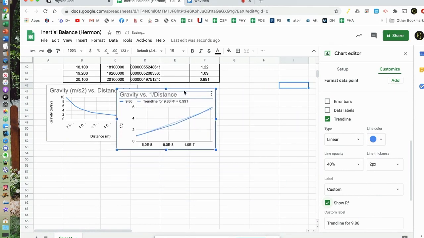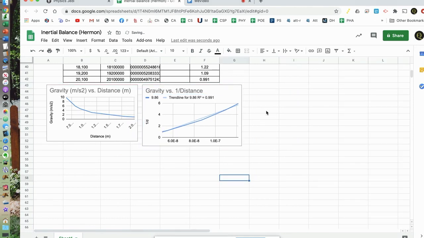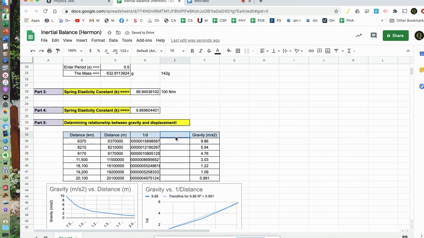Okay, so we got that one now. We're going to come up here again, and in here we're going to do 1 over d squared. We can do equals, and I can do 1 divided by this thing here squared, or I can just do equals this thing squared, which would be the same thing, right?